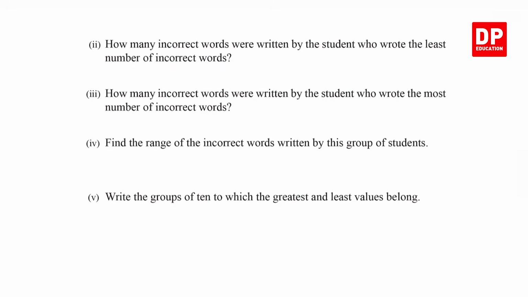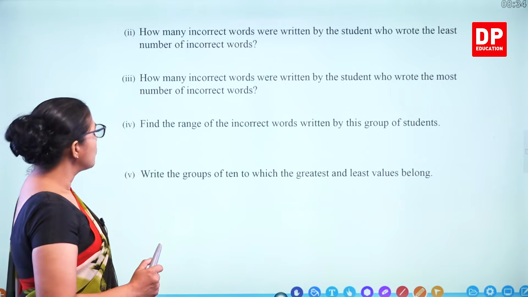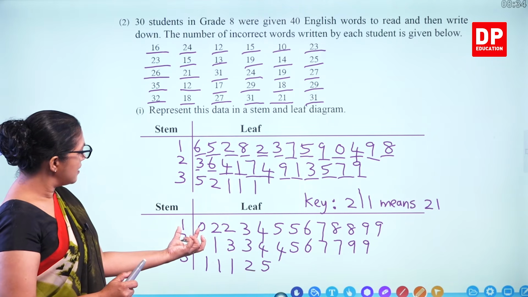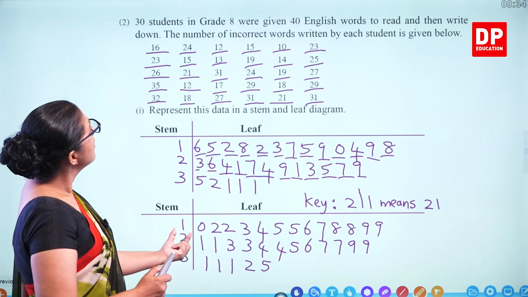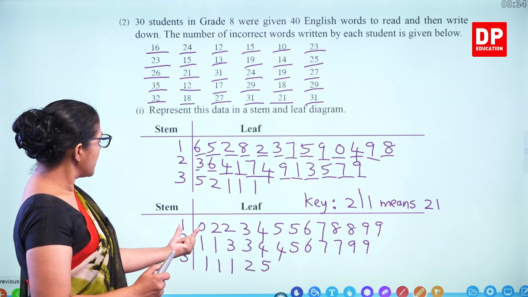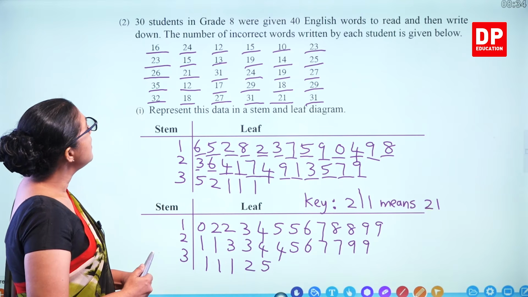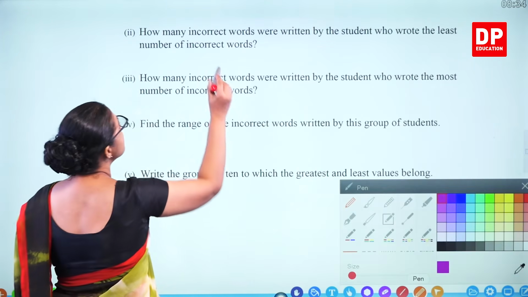How many incorrect words were written by the student who wrote the least number of incorrect words? So least number of incorrect words. So that means 10. So here the number of incorrect words, 10 is the least number. So we'll write down there, that's the 10.